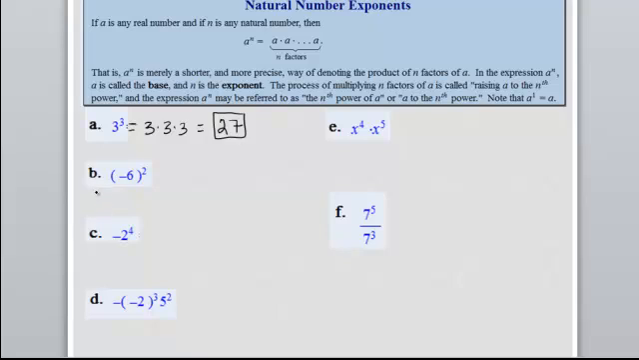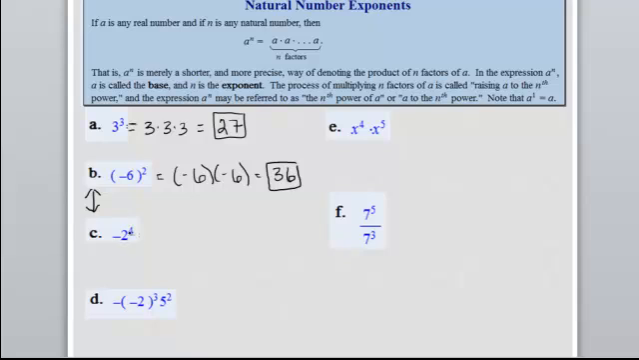Okay, I really want you to notice the difference between how we work letters B and C. For B, we have -6 all squared. I said all squared because the whole -6 is inside parentheses and is all raised to the second power. That means we have -6 times -6, which is a positive 36.